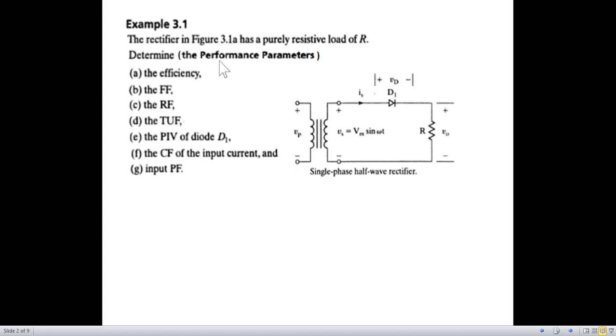We have to find, for this given circuit, this is the half-wave rectifier circuit, the performance parameters. And these are the performance parameters, not all, some of it. The efficiency we have to find, and then form factor, ripple factor, etc. So we'll deal with one at a time.